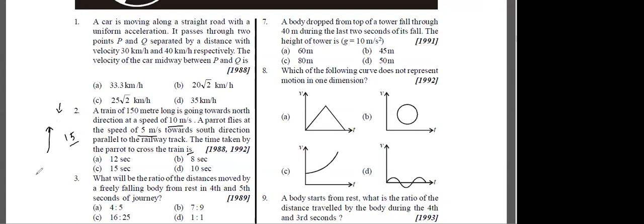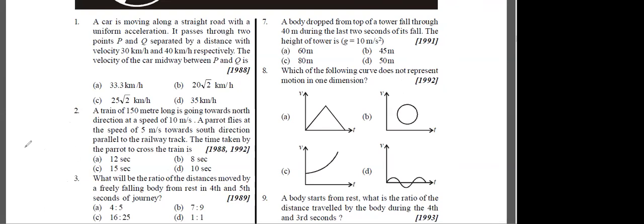Yes or no? It is v1 minus v2 or v2 minus v1, it doesn't matter. But here, since the direction is opposite, it will be minus of minus 5. So 10 minus of minus 5. Yes or no?